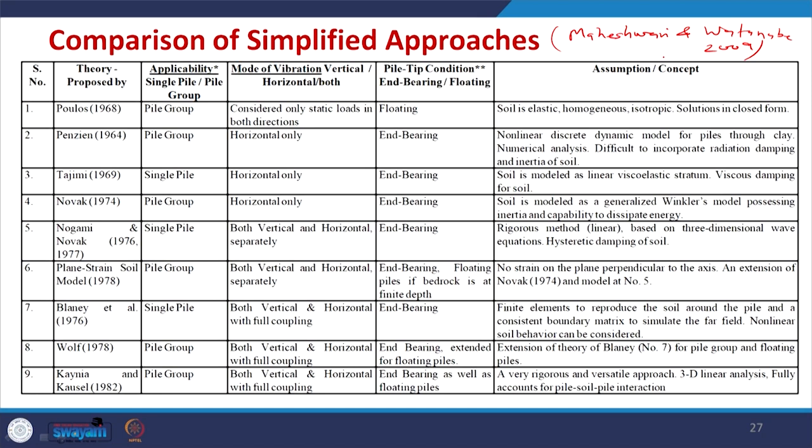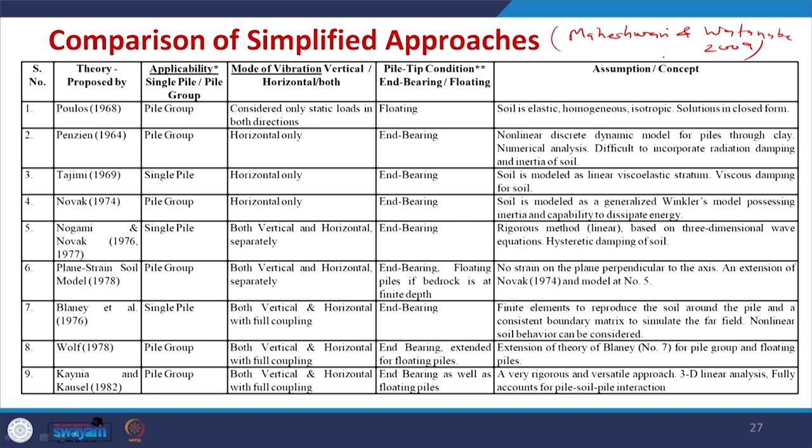What you can see from this is that there are 9 theories from different researchers, starting from Poulos, Penzien, Tajimi, Novak, and Novak. Let me start with Poulos in 1968, which was for pile groups, however considering only static loads in both directions, horizontal as well as vertical, and this is applicable for floating piles. Soil is elastic, homogeneous, isotropic, with solutions in closed form; these are the assumptions.